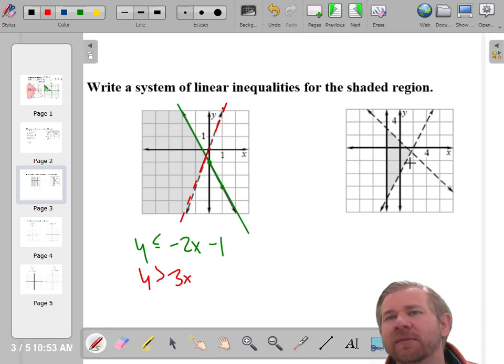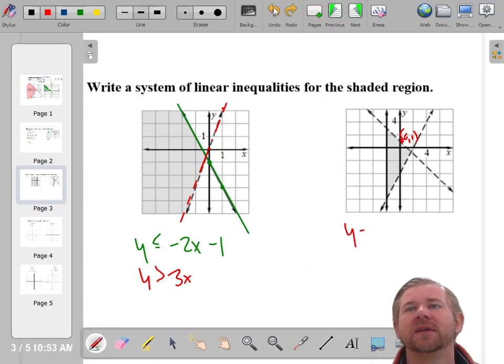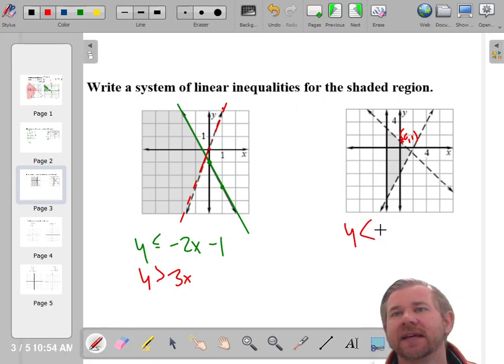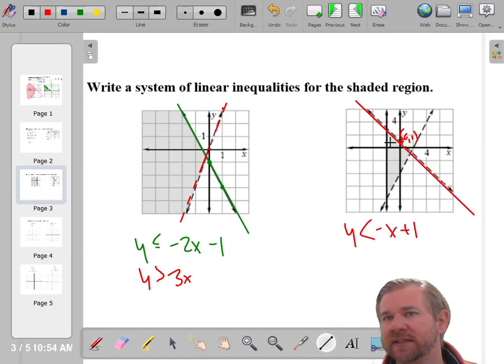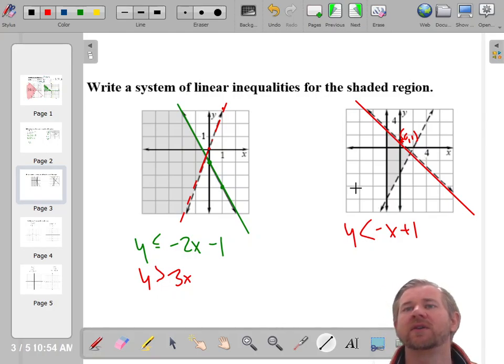Let's see. This is counting by 2's. You got to be careful. That's 0, 1. What's the slope? Down 1 over 1. So y is less than negative x plus 1. That's this one. The slope is negative 1, down 1 over 1, down 1 over 1, and the y-intercept is positive 1.